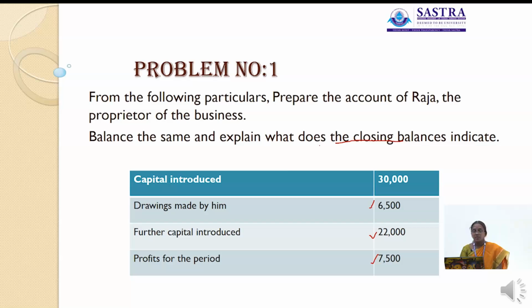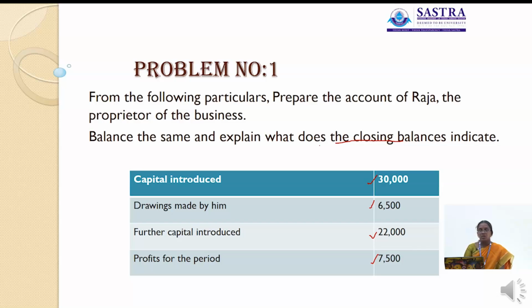Let us see the problems in ledger account. From the following particulars, prepare the account of Raja, the proprietor of the business. Balance the same and explain what the closing balance indicates. First one is capital introduced rupees 30,000. Drawings made by him rupees 6,500. Further capital introduced rupees 22,000. Profits for the period rupees 7,500.